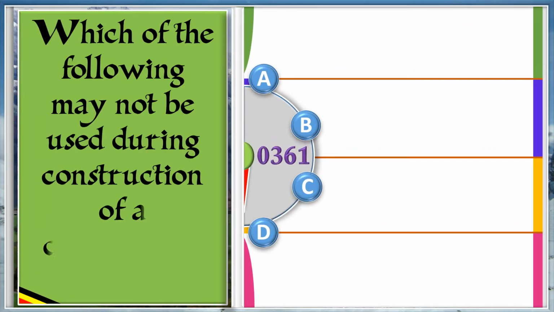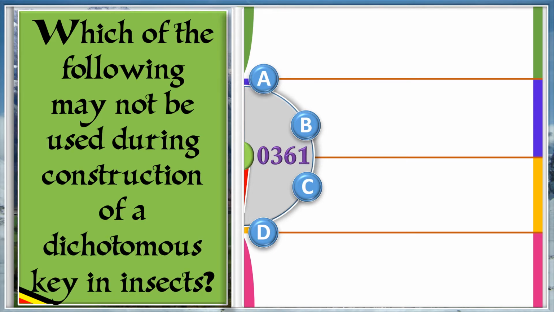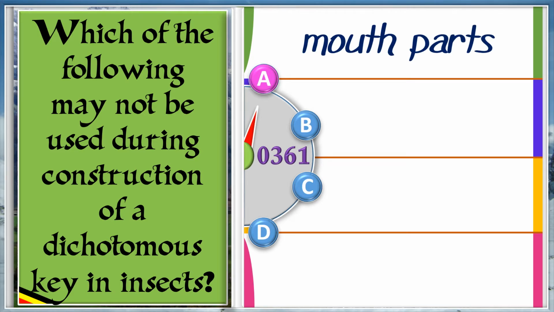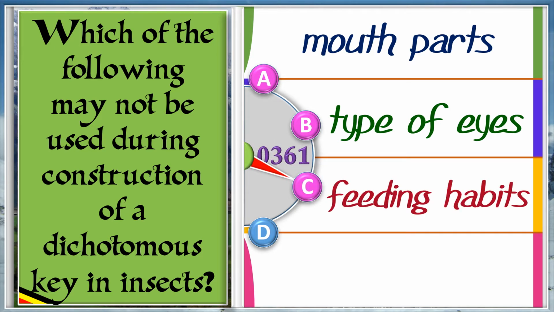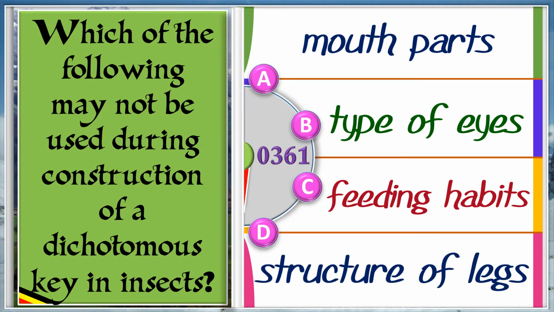Which of the following may not be used during construction of a dichotomous key in insects? A. Mouthparts. B. Type of eyes. C. Feeding habits. D. Structure of legs. And the answer is C. Feeding habits.